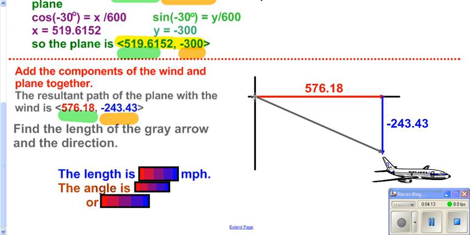Well, once again, we're looking for the length of the gray and the direction of the gray. Well, if we know our two sides of a right triangle, we can always figure out the hypotenuse by using the Pythagorean theorem. This side squared plus this side squared equals this side squared, so you got to take your square root. And so we get our length of our gray to be approximately 125.5 miles an hour.